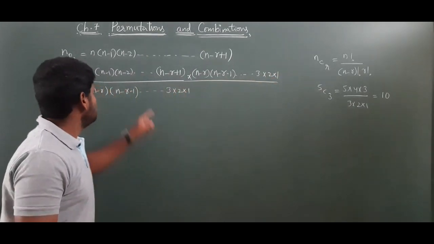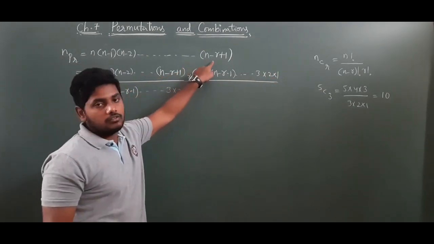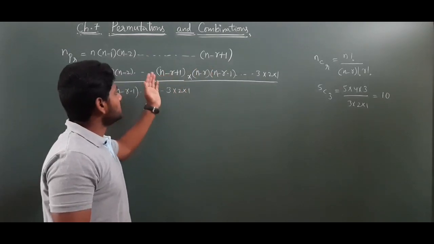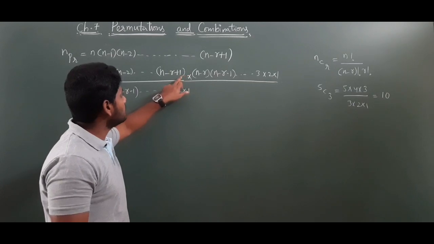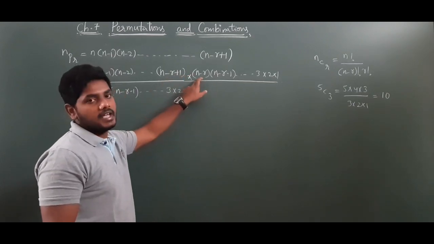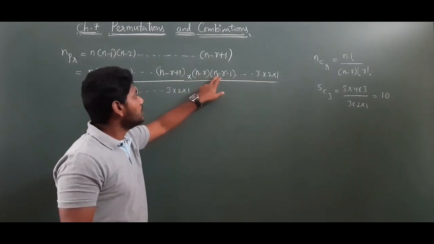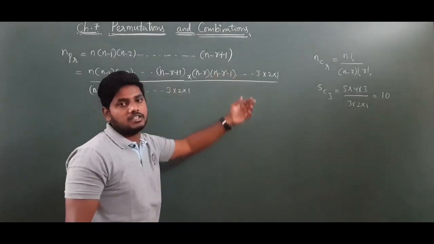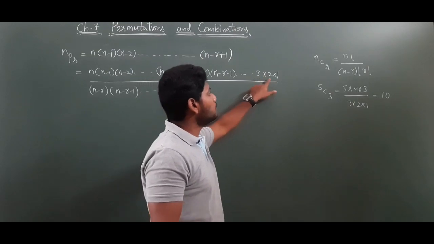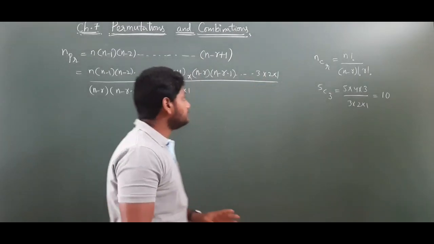But if you observe, we already have n minus r plus 1. See, what is next after n minus r plus 1? Subtract 1, so it will become n minus r. Again subtract 1, so n minus r minus 1. Again subtract 1, so n minus r minus 2. So on up to 3 into 2 into 1. That will be the last, right?